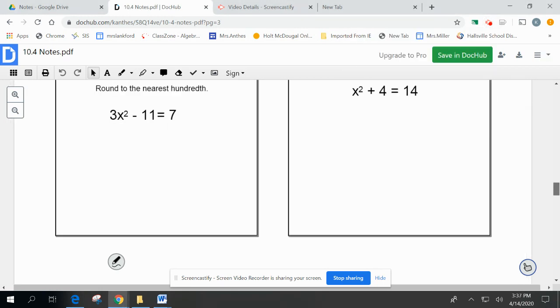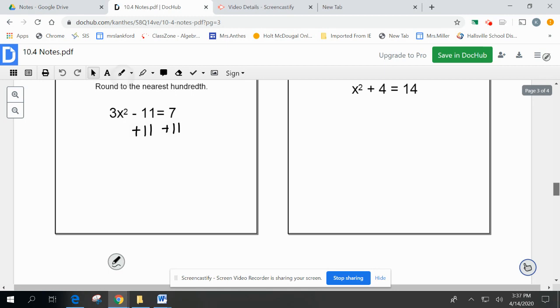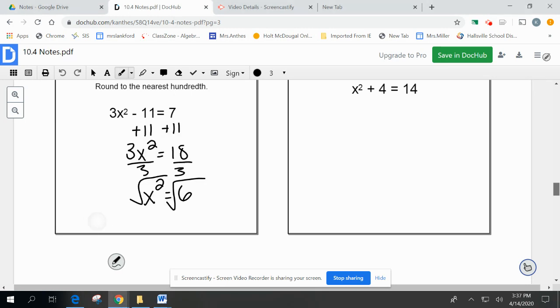All right, so the instructions here say round to the nearest hundredth, which means we're going to go ahead and calculate a decimal. So first I would need to add 11, and then I would get 3x squared equals 18. Divide by 3, so x squared equals 6, and then we're going to calculate to the nearest hundredth. So x equals plus or minus 2.45.